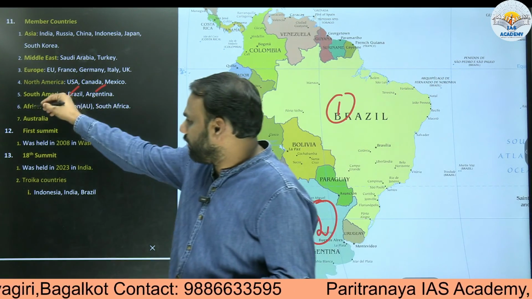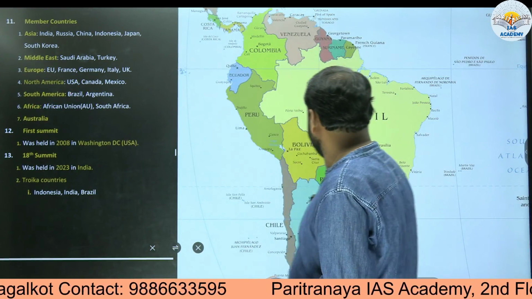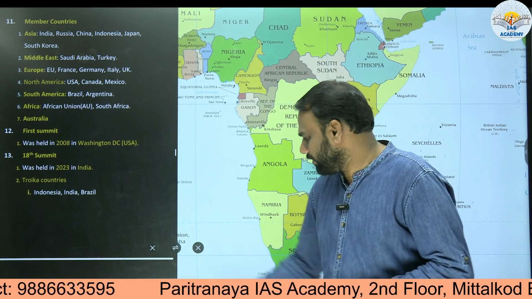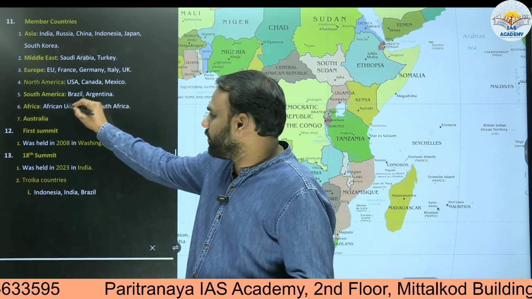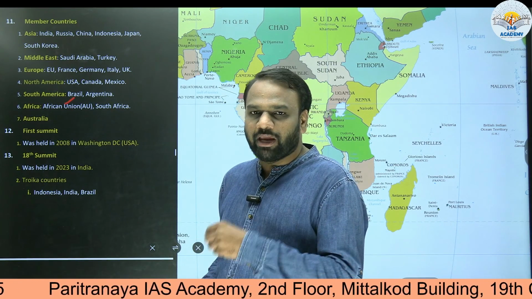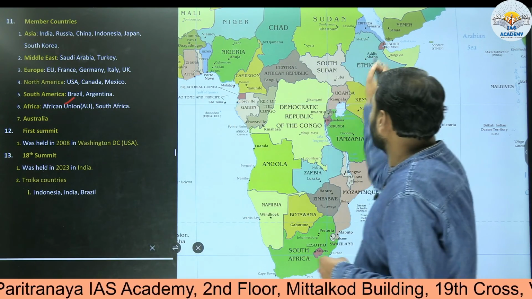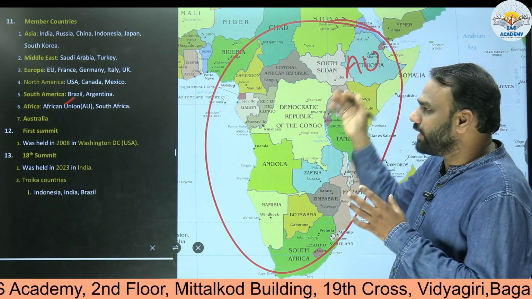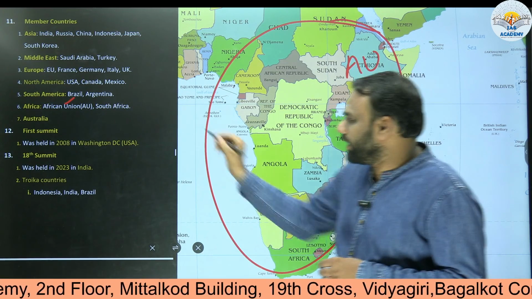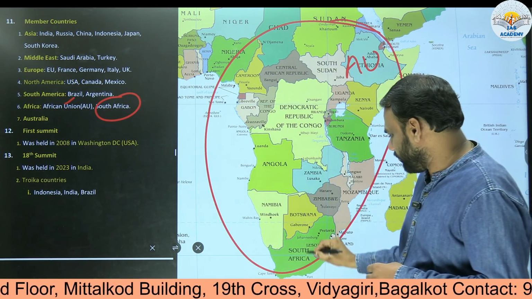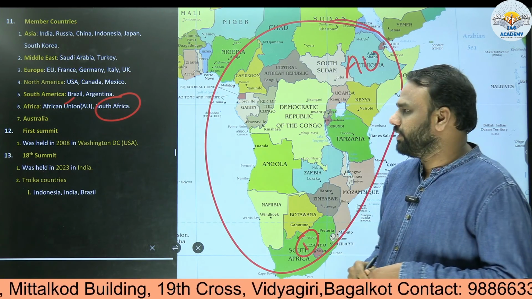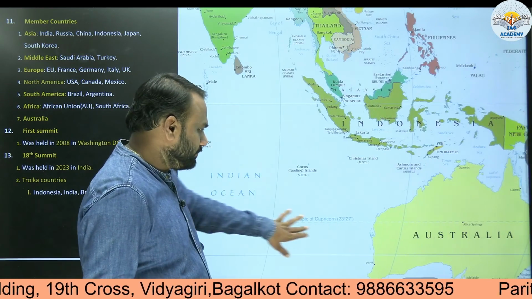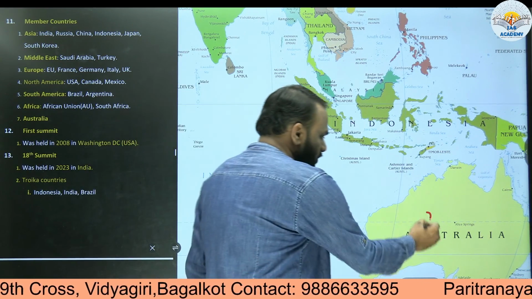Next, coming to Africa. Now recently, African Union also became a member of G20. So this information is important. The whole of Africa is called the African Union. So African Union became a member of G20, and already South Africa is a member of G20. Next, finally, Australia. Australia is also a member of G20.